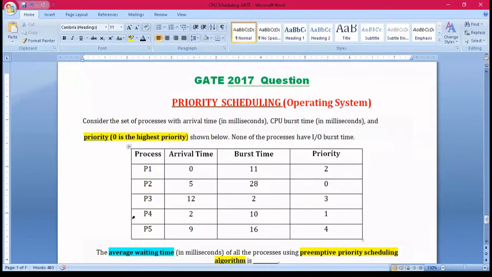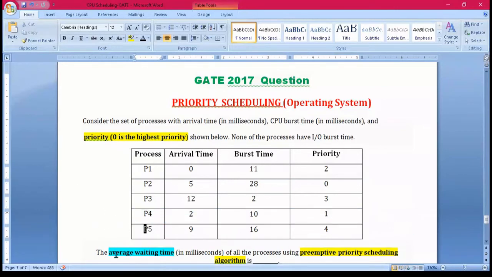Hello everyone. In this lecture, we will be solving a GATE 2000 previous year question based on priority scheduling that comes under CPU scheduling in operating system. Here we are given 5 processes along with their arrival time, burst time and priority associated with each process. Now here P2, which has priority 0, is the highest priority process, and similarly the next highest priority process is P4, and the least priority process is P5.